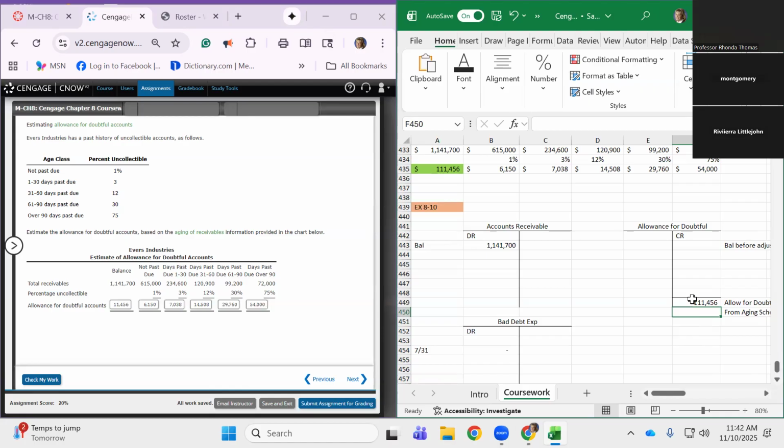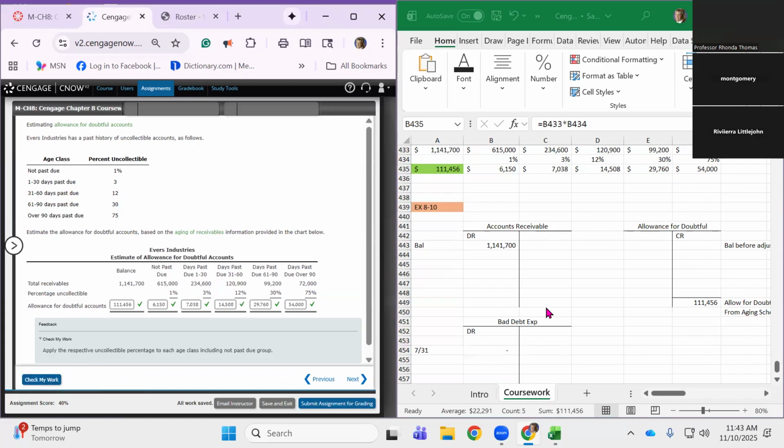Okay, let me add this up. I think I made a mistake. It's 111,000, not just 11,000. Yes, there we go. Sorry about that. I think we're right now. See, my own spreadsheet helped me figure out that I was putting in a wrong number.